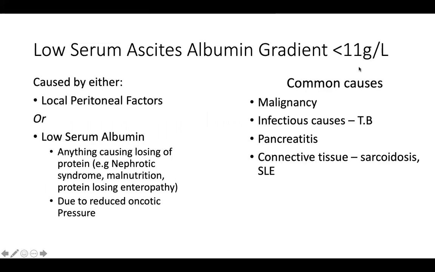I'm going to stop once I go over just this last little bit. So we talked about this gradient. If it's a low serum ascites albumin gradient, less than 11, that's caused by local factors, like we were thinking before, or in this case, low serum albumin. So common causes: malignancy, infectious diseases, pancreatitis, connective tissue disease, SLE.